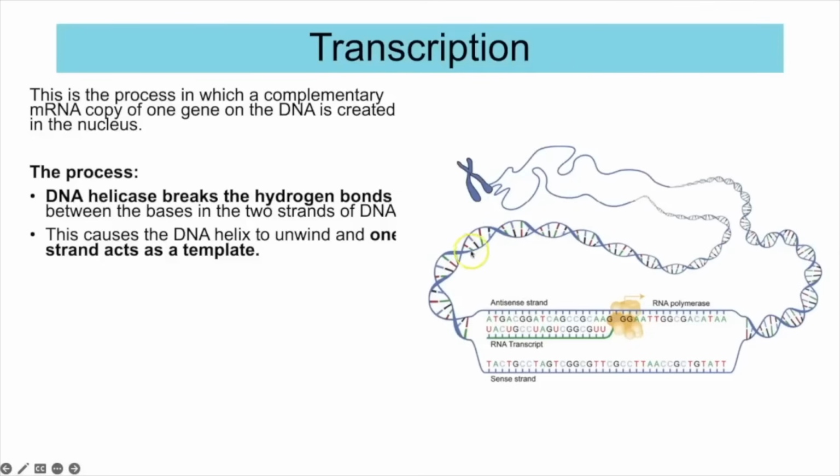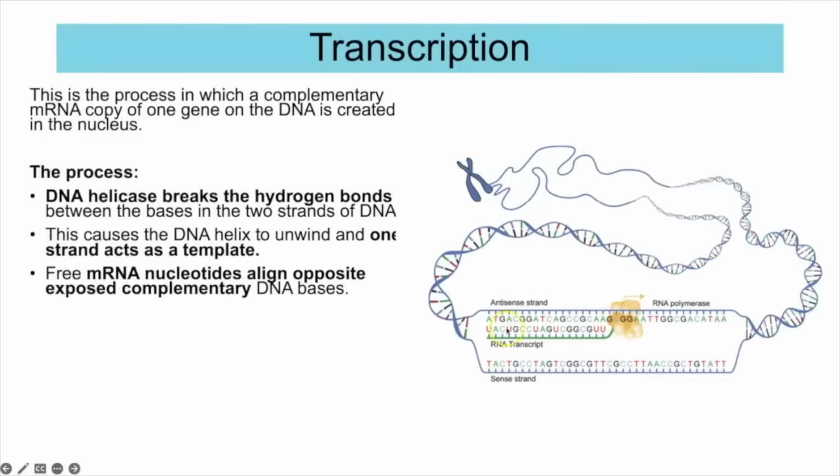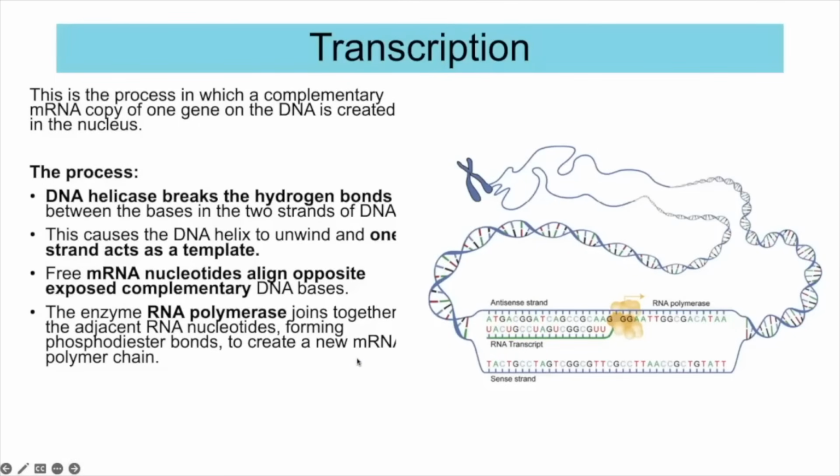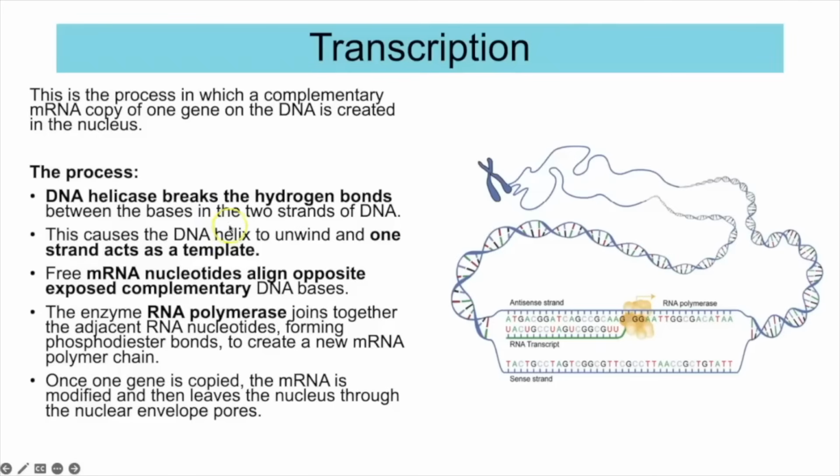And that's what we can see here. The DNA double helix is unwound, separated, and only one strand is acting as a template for the mRNA. 3 mRNA nucleotides within the nucleus will align opposite their complementary bases on that template strand. And then the enzyme RNA polymerase will join together the adjacent RNA nucleotides, forming phosphodiester bonds and creating that new mRNA polymer chain. Once one gene is copied, the mRNA is then modified by having those introns spliced out. It then leaves the nucleus through the nuclear envelope pores and moves to the cytoplasm.